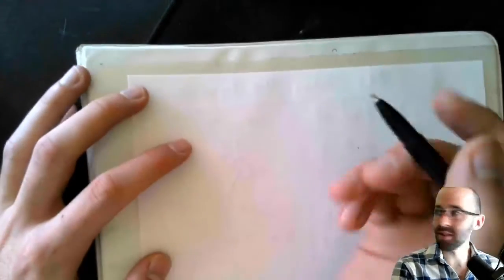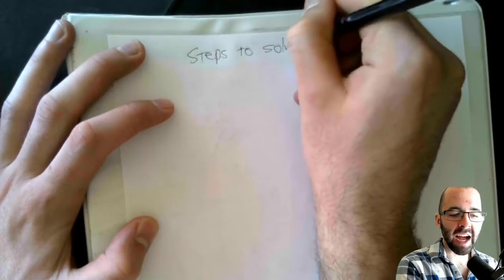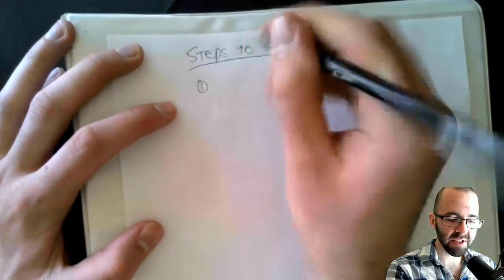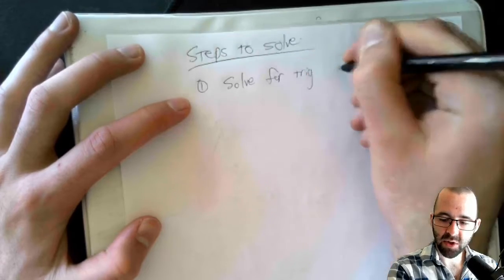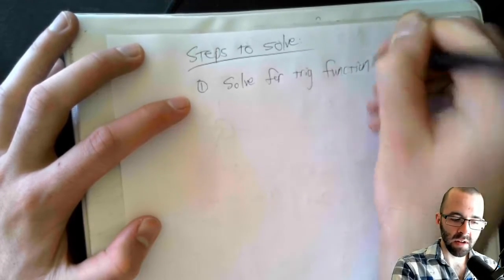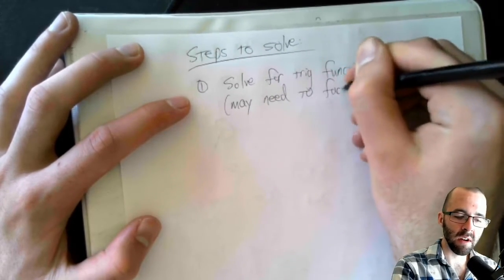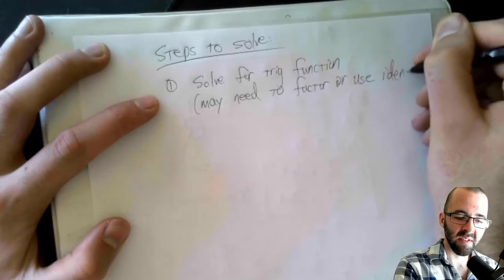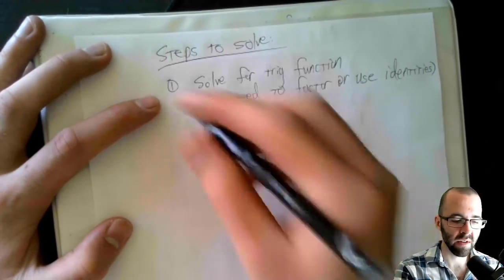Okay. So let's look at example 2. Before I go to example 2, I just want to do a little recap and talk about how exactly to solve these more complicated ones. The first step that we haven't had to do yet is to solve for the trig function. And again, you may need to factor or use identities. We won't really have to do this until examples 3 and 4.